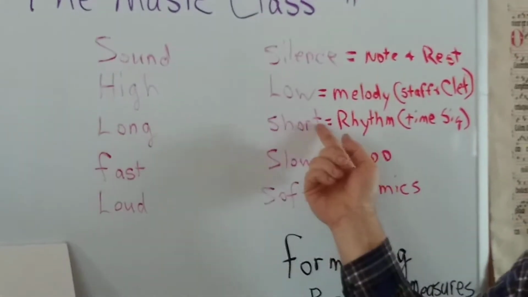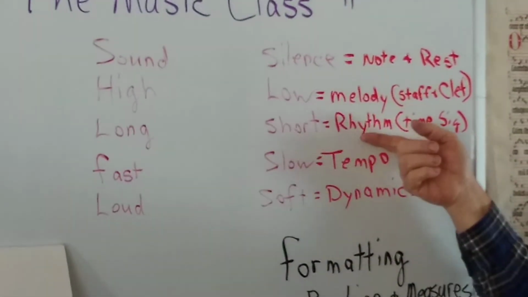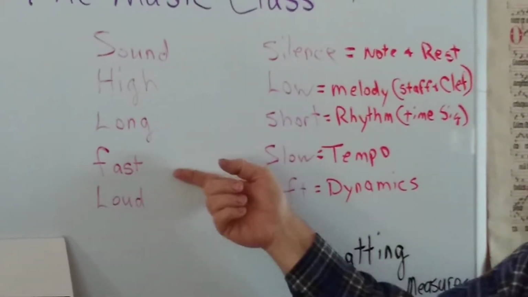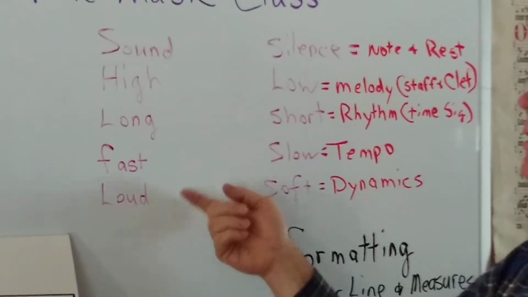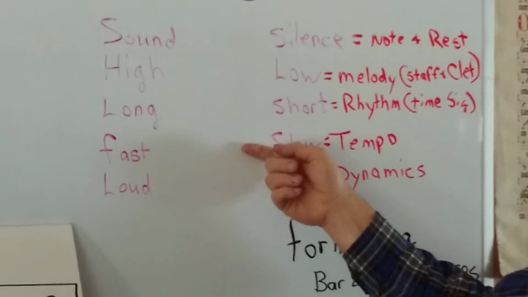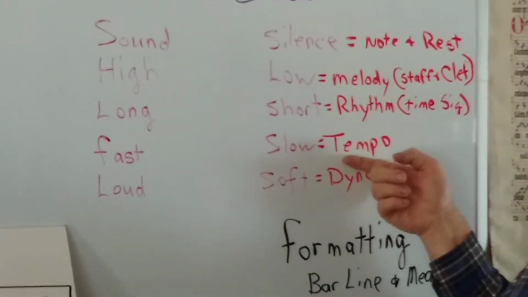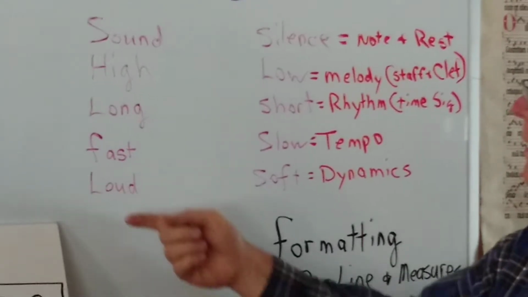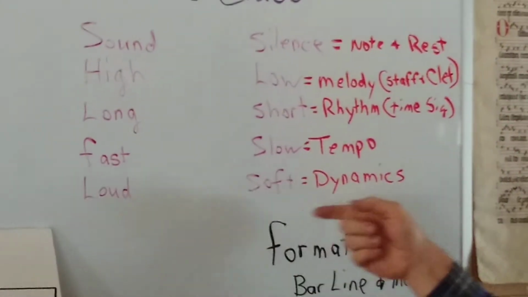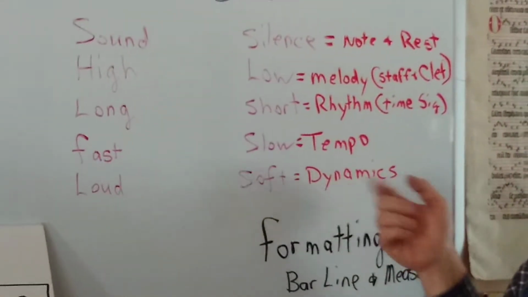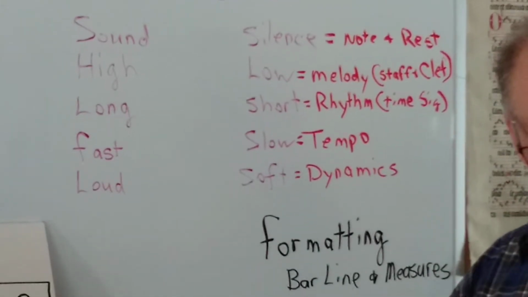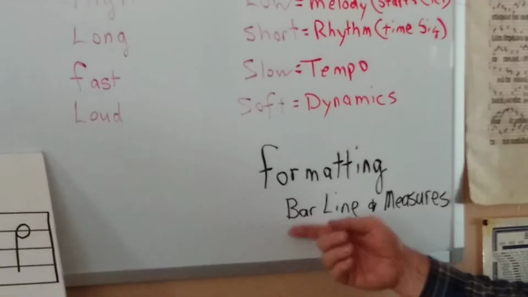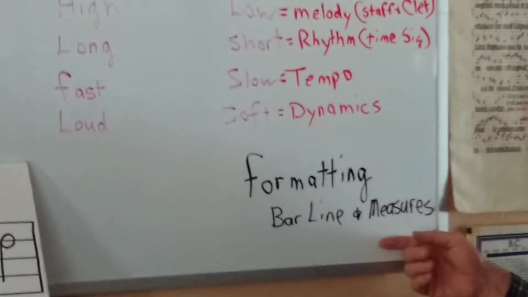We have long and short, which is the rhythm, which includes our time signature. We haven't talked about it, but it's important to remember fast and slow, which is another word for tempo. Tempo is the all-encompassing word. And then we have loud and soft, which is dynamics. There's also something else we talked about, and that was formatting our music. That included our bar lines and our measures.